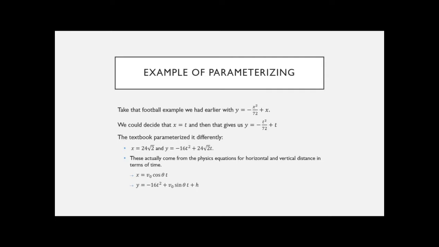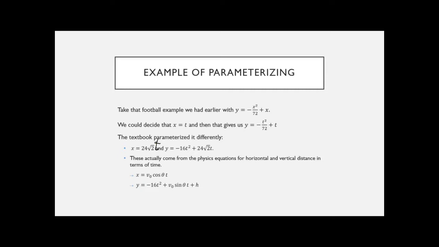If you go to the section in the textbook where this comes from, they have much more complicated looking ones. They have 24 square root of 2, and then negative 16t squared plus 24 square root of 2. I think I forgot my t there. It's supposed to be a t. 24 square root of 2 t, and then they have their second equation.